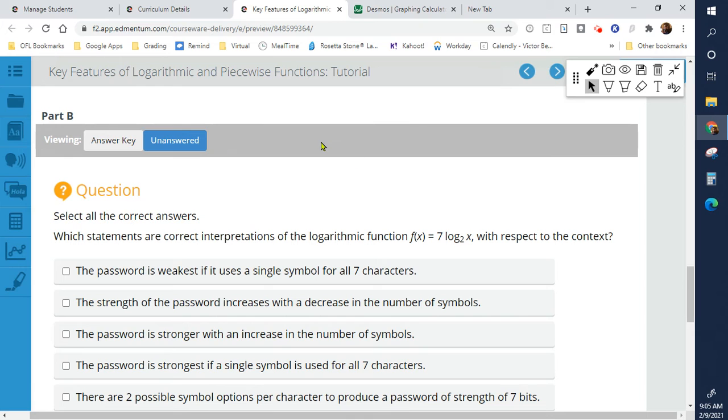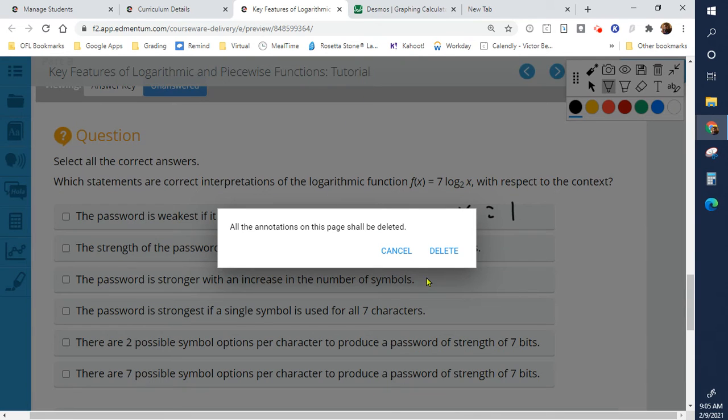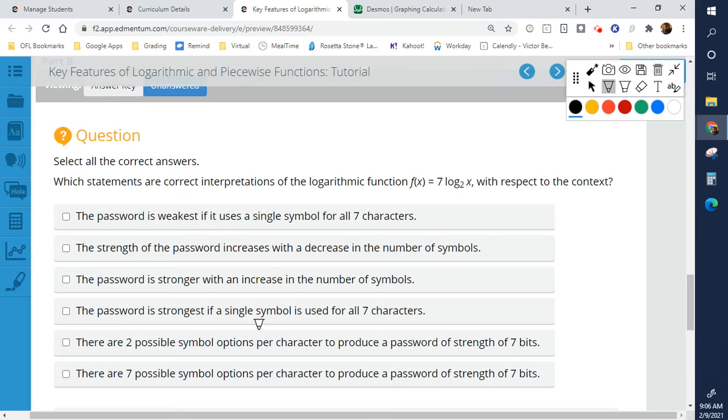Which statements are true? So we have to think about this logically. The password is weakest if it uses a single symbol for all seven. Yes, of course. What this is saying here is that if x is equal to 1, that's probably going to be pretty weak there, right? Next one, the strength of a password increases with a decrease in the number of symbols. That's not true. We just talked about this. If we increase the number of symbols, we're probably going to get better.